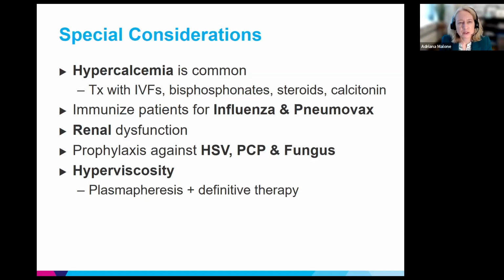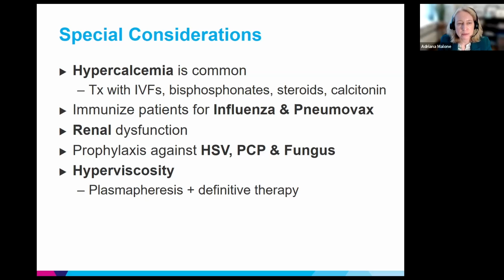A few final special considerations in multiple myeloma. Hypercalcemia as a presenting symptom is common, and patients need to be treated aggressively with IV fluids, bisphosphonates, steroids, and calcitonin. Due to the increased immunosuppression for patients with myeloma, as well as the immunosuppressive effects of therapy, vaccination for influenza and pneumovax is recommended.